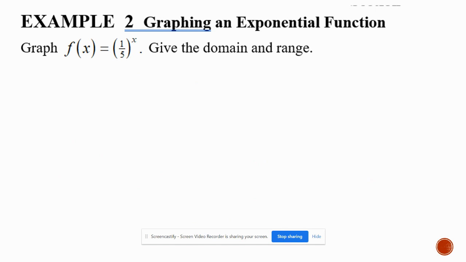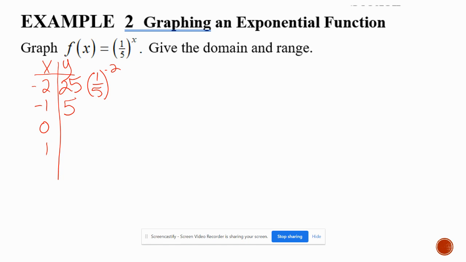All right, graph. So we have 1/5 to the x power. When I have a fraction, when I'm looking at my table, if I have to have 4 points, I like to use the negatives more than the positives, because remember, negative exponents, this is 1/5 to the negative second power. The negative exponent does the reciprocal of 1/5 or flips it. So we have 5 to the second power, which is 25.